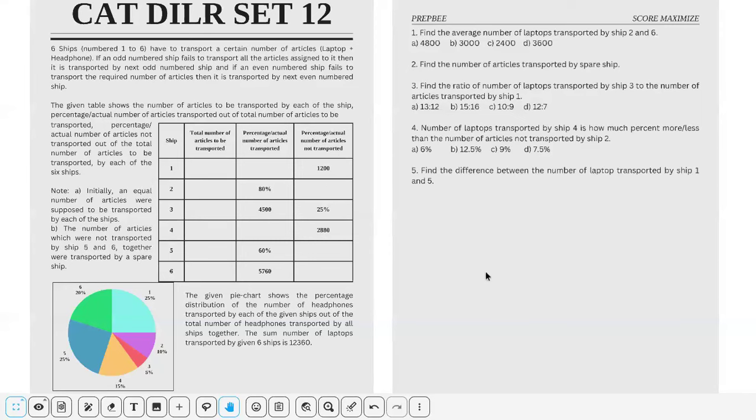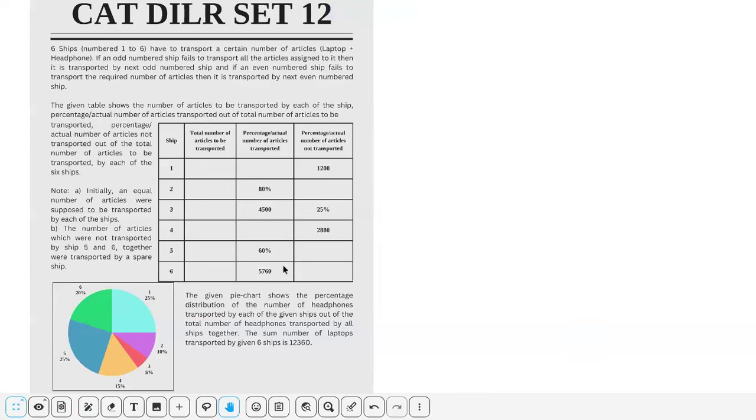Before you watch the solution, I would highly recommend to first pause the video, solve the set, then check the solution and watch where you have lagged. I'm going to use some easy way to solve the set. So yeah, hope you have solved the set. Let's see the set and read what is mentioned here.